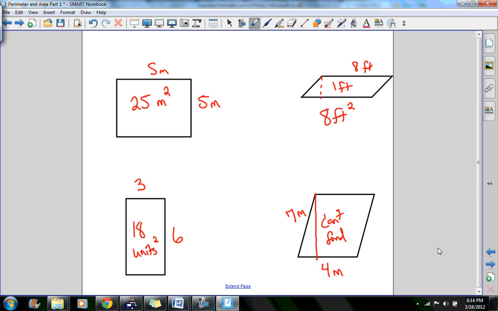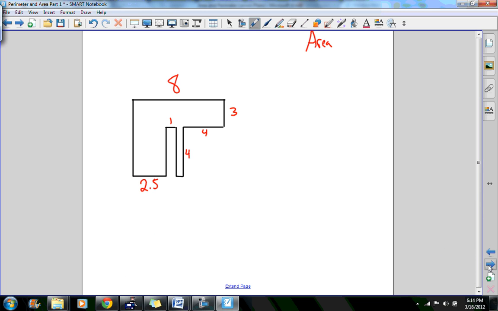All right, so let's move on. Area of what we call irregular shapes. So we're given this shape here, and there is no formula that's going to help us, but I know that if I start drawing in lines here, a line there and a line there, I now have a rectangle and a rectangle. And so for the area of irregular shapes, I'm going to add up all the areas.